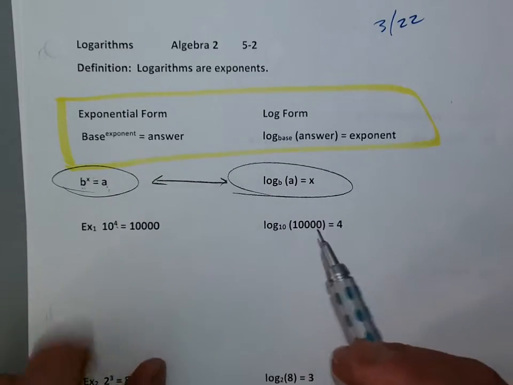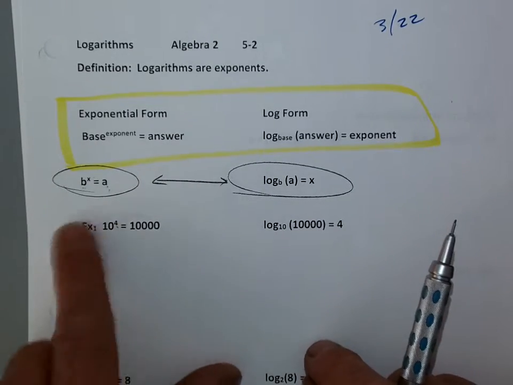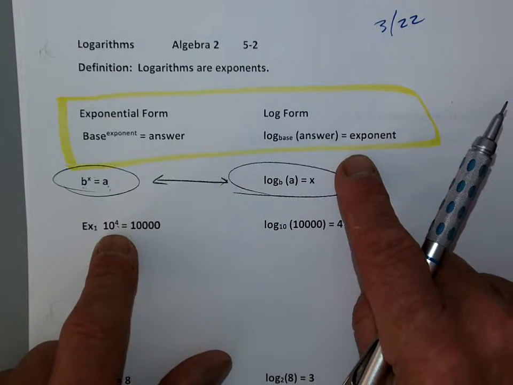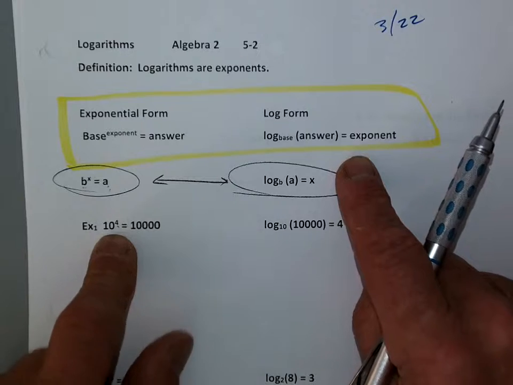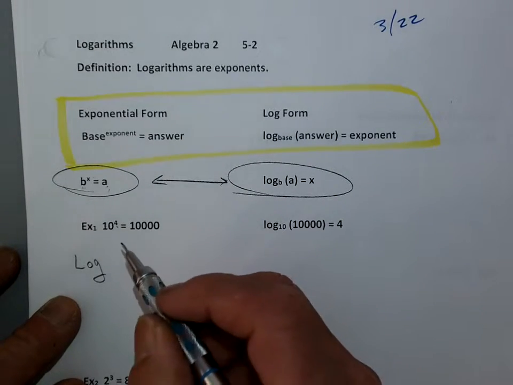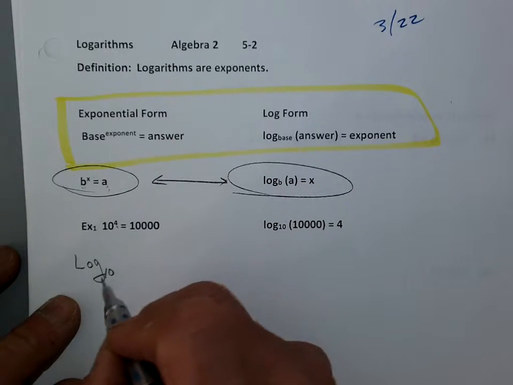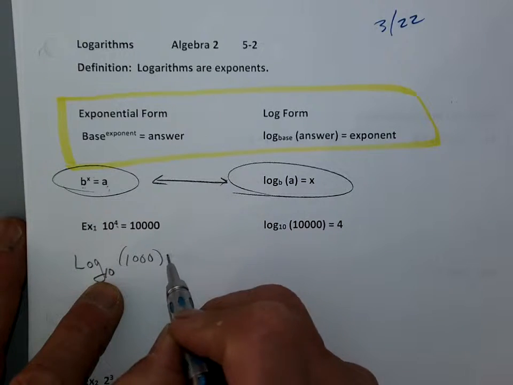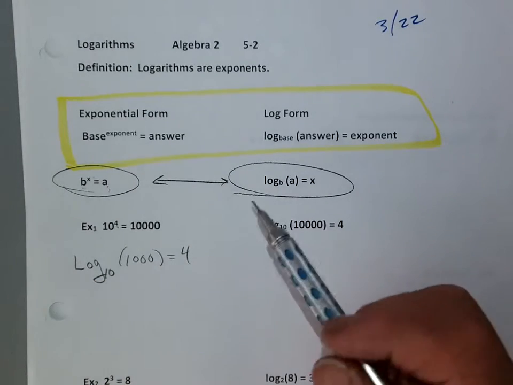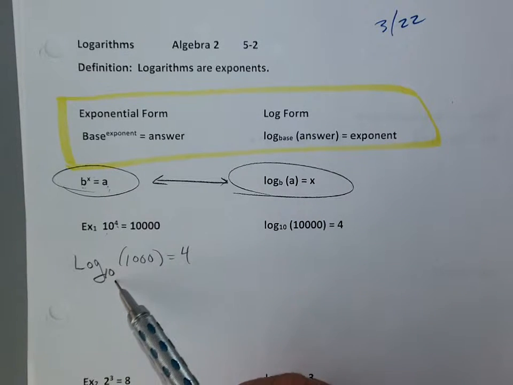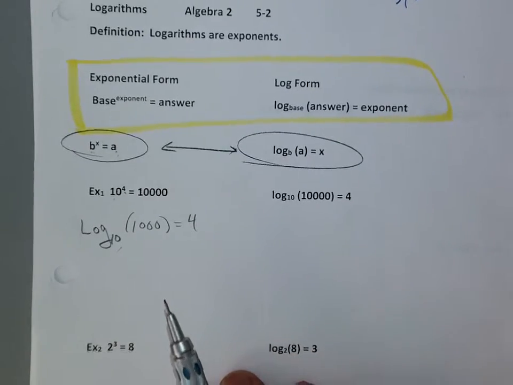So what we want to do is learn how to transpose it from this form into log form. We're going to change this exponential form to log form. So we rewrite this as log of base 10, a little subscript number, of 10,000 equals 4. My base number becomes a subscript number, base 10.